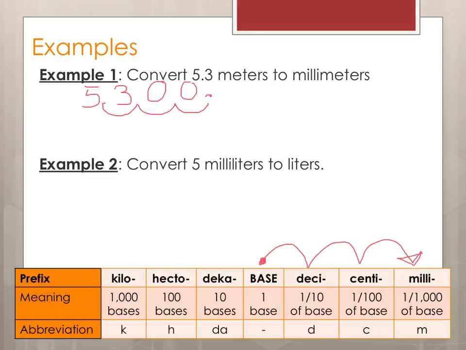Okay, so 5.3 meters is going to equal 5,300 millimeters.